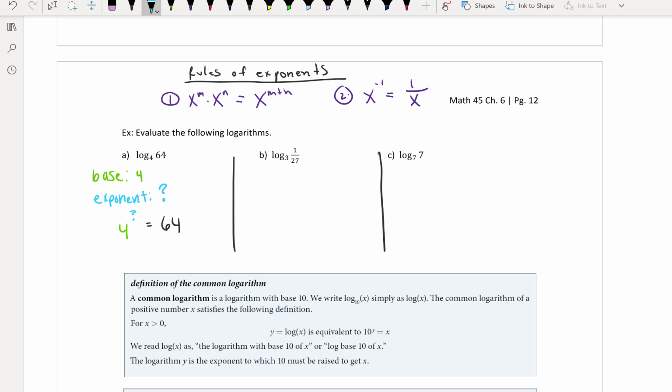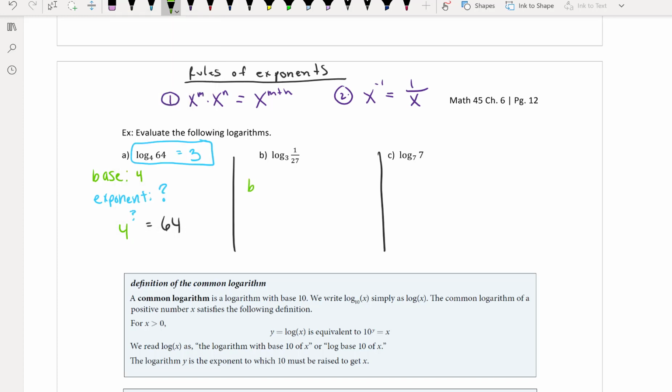And you're like, okay, well, let's try 4 squared. Well, 4 squared, 4 times 4 is 16. That doesn't quite work. So how about 4 to the 3rd power? So 4 times 4 times 4, and that does give you 64. So I know that this answer is going to be 3. Okay, so now for the next one.